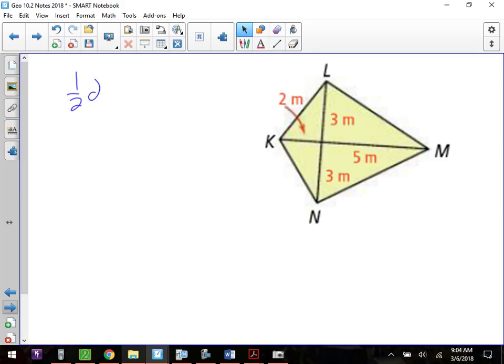So what happened? Can I go back? Sorry. This is tough. 3 plus 3, and then 2 plus 5. All right. So we have diagonals of 6 and 7. What's half of 6? 3 times 7 is. Once again, I'm trying to make this look a lot more difficult than it is. I don't think it's working very well.